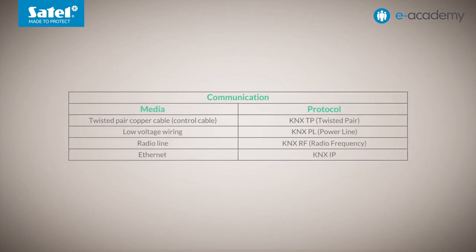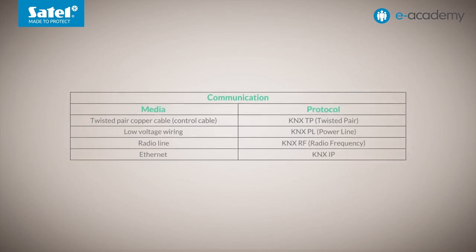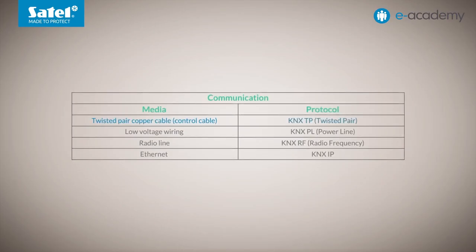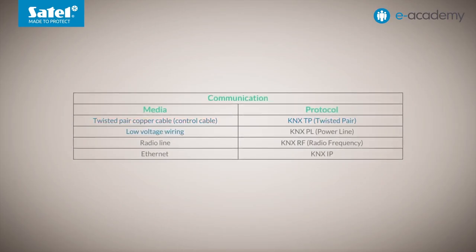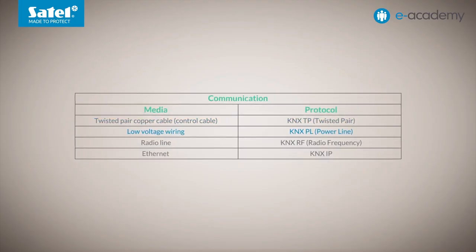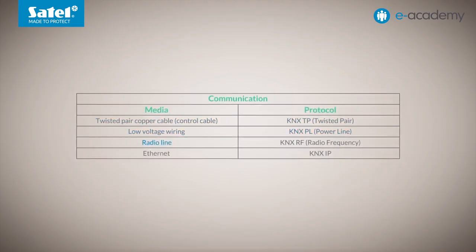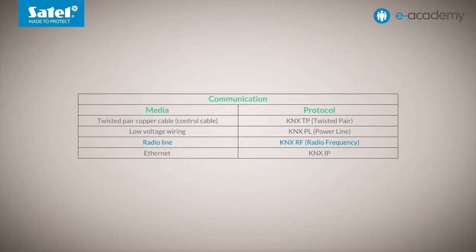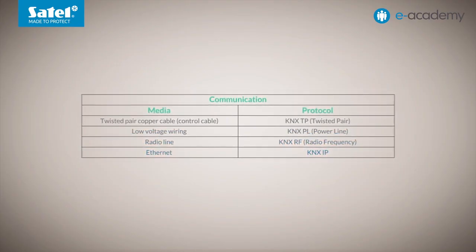When it comes to the exchange of data between the individual devices, we can speak of four media and their associated communication protocols. These are, respectively, Twisted Pair and the KNX TP protocol, TP from Twisted Pair; Low Voltage Wiring and the KNX PL protocol, PL from Power Line; Wireless Radio Line and the KNX RF protocol, RF from Radio Frequency; and Ethernet and the KNX IP protocol. The one that is most commonly used in practice is Twisted Pair TP. This is also the one we will focus on now and use in coming episodes of the E-Academy.